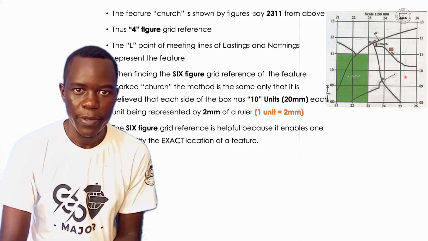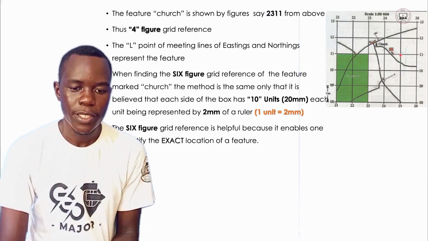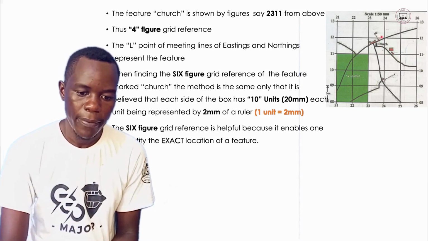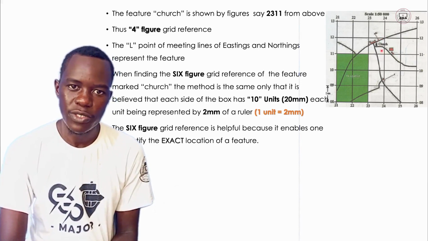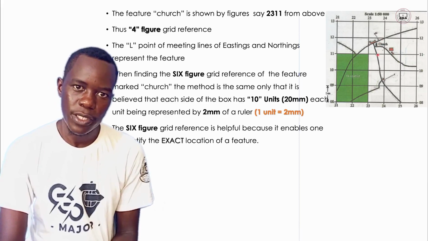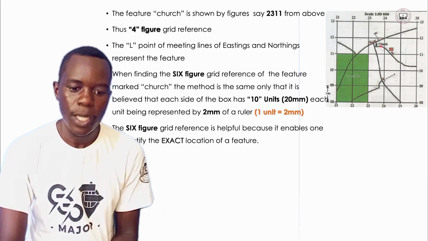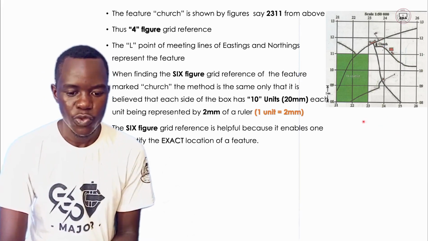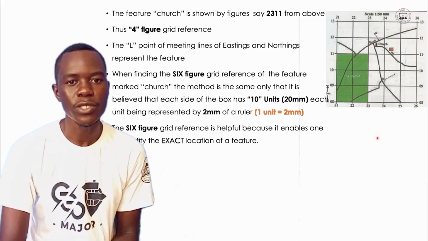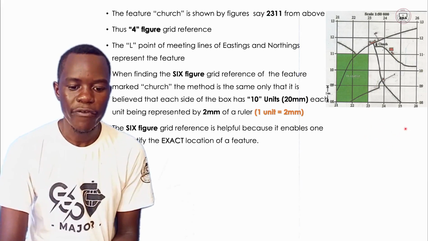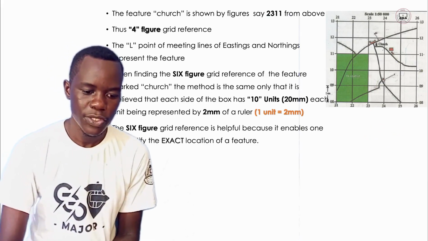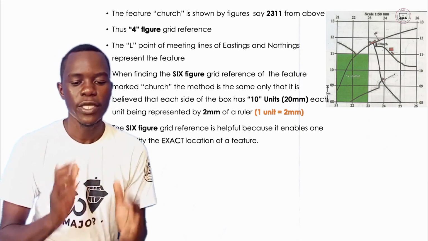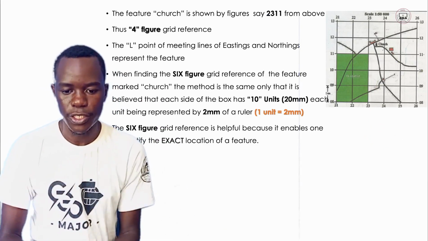Then you do the same with the northings. You say 11. Then you place the ruler again as you go up, and you count the units from this 11 going to the next northing on the ruler. Maybe you find that it's 5. So you say 11, 5. So you can say that the 6-figure grid reference of the church is 234115. In that way, you have exactly 6 digits.